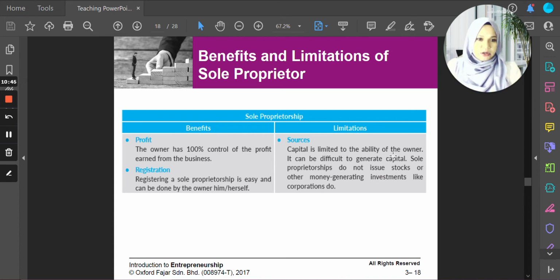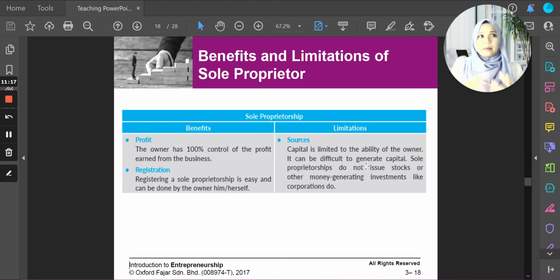And it can also be difficult to generate capital or even to seek financial assistance from the bank, for example, because when the bank sees you as a single person, you go there and say to the bank, I want to borrow 100,000 ringgit to open up this business. Then the bank will ask, are you alone doing this business? Yes, I'm alone. And then the bank will have the debt, right? You are giving the debt to the bank.